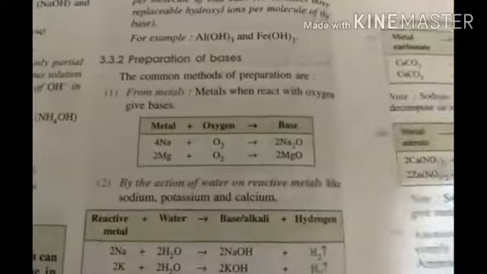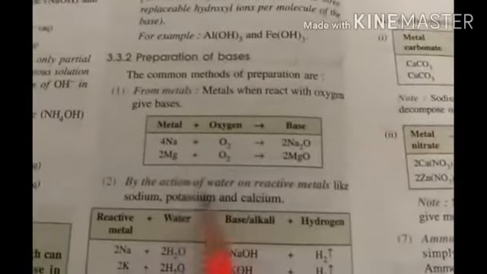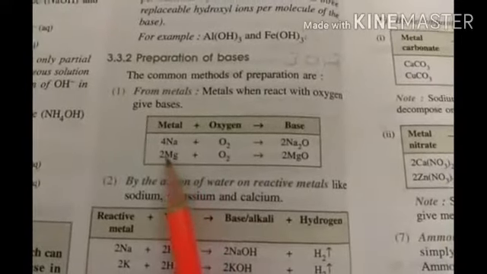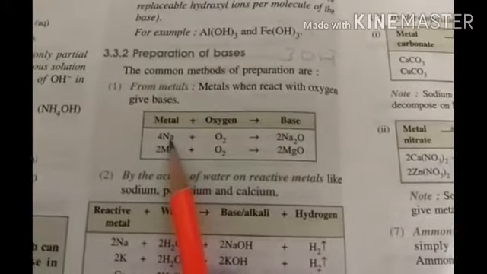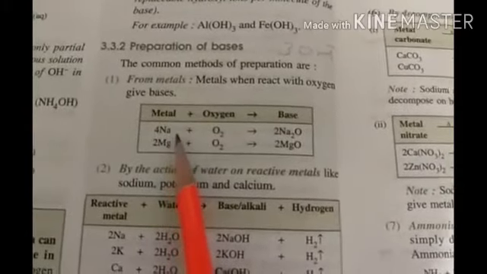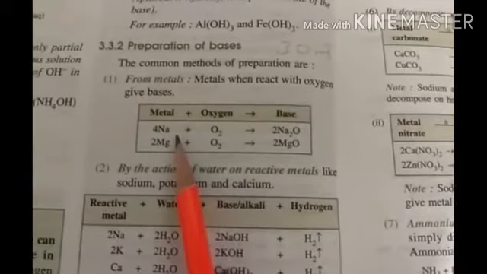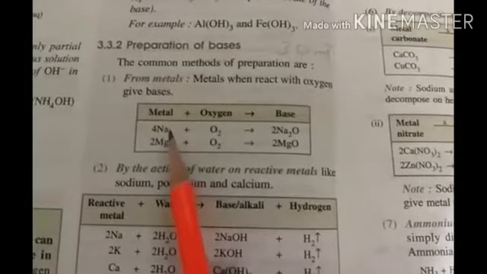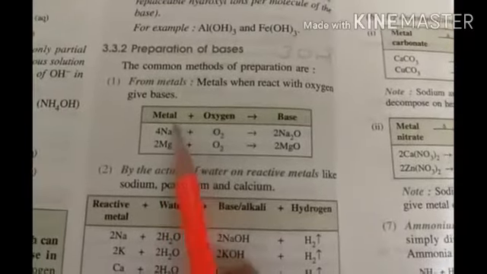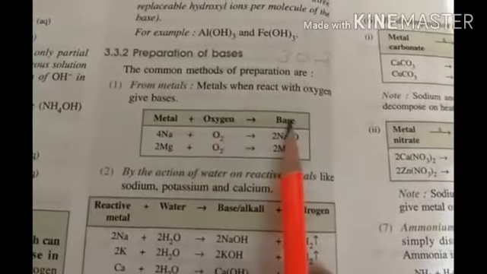So from metals, how the bases can be produced. Some reactions have been given over there, and again you need to learn all these reactions which are given on page number 44. We will see one by one. Sodium reacts with oxygen, so metal reacts with oxygen to give a base.